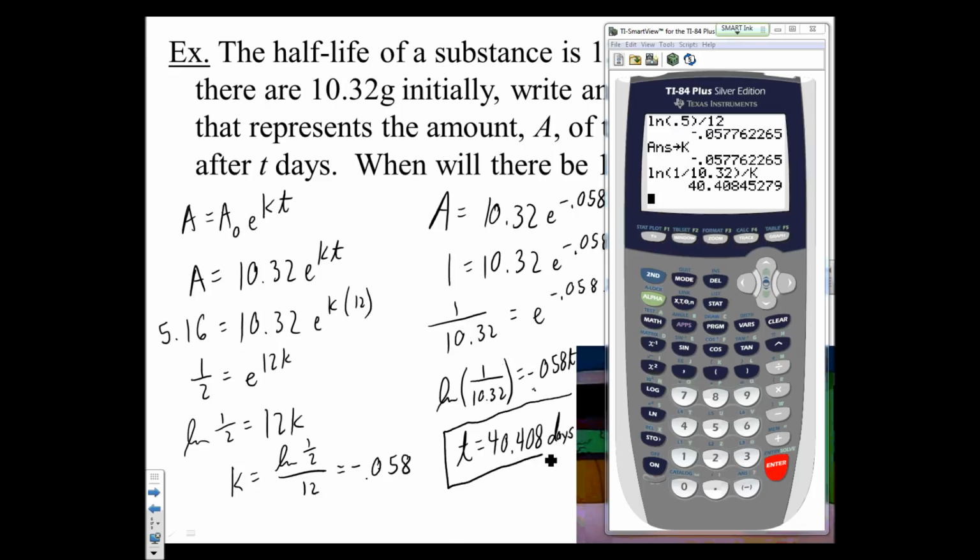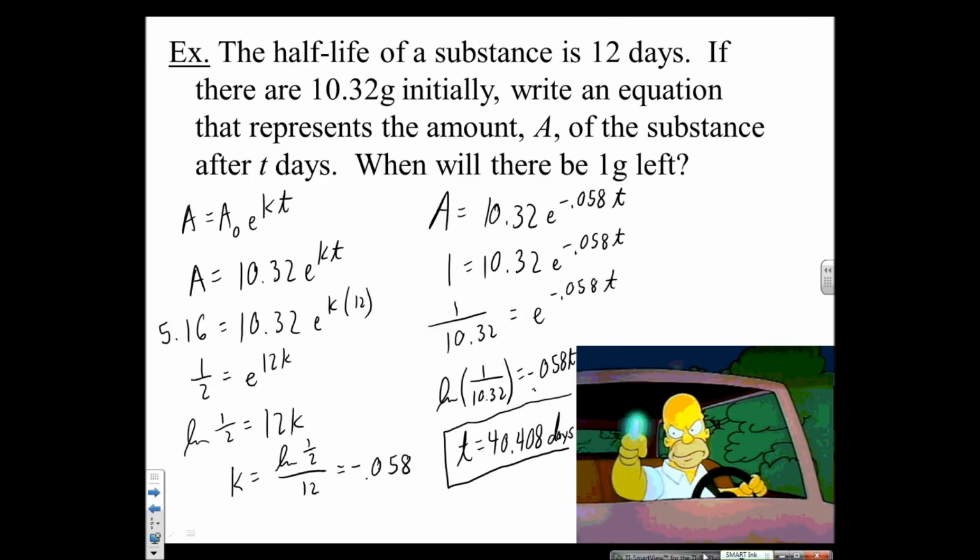Okay, so we got our answer. Again, just a reminder, calculator use. Don't forget to store decimals in the middle of a problem. Don't forget to write your final answer in 3 decimal places at the end of the problem.